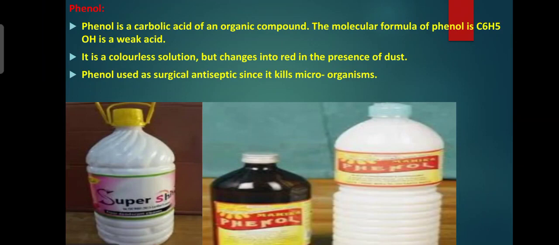Now move on, phenol. Have you ever observed the oily material which is used to clean your house? Do you know what it is? Its chemical name is phenol. Phenol is a carboxylic acid of an inorganic compound. It is a necessary ingredient for preparing a variety of phenol products. The molecular formula of phenol is C6H5OH. It is a weak acid.